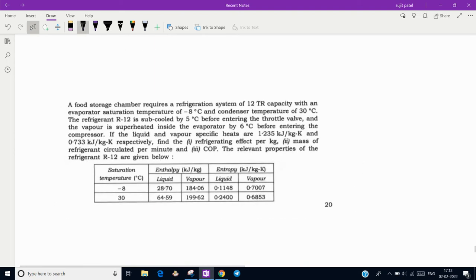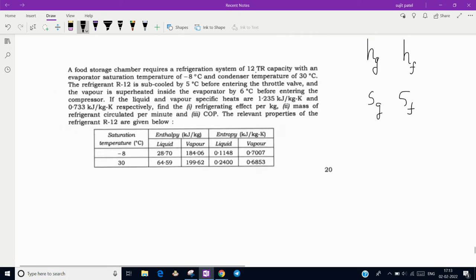Wherever required, I will write the enthalpy of vapor as Hg, enthalpy of liquid as Hf, entropy of vapor as Sg, and entropy of liquid as Sf. Let's first read the question. A food chamber requires refrigeration of 12 ton capacity. So refrigeration capacity Rc is given as 12 TR. Convert into kilowatt: 12 into 3.5, so it comes out to be 42 kilowatt.